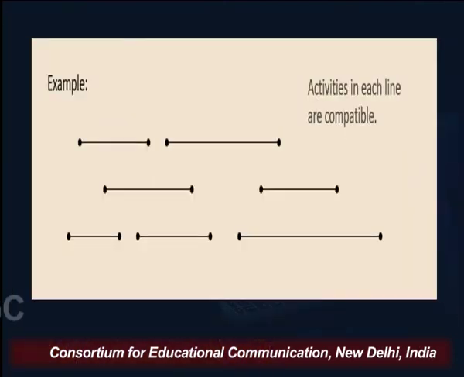That means activities whose intervals are non-overlapping. To see it in a very formal manner, let us have this figure on the screen. Here you can see I have drawn the lines. In each and every line, these activities are considered compatible. In the first line I have 2 activities, they are compatible, the intervals are not overlapping.